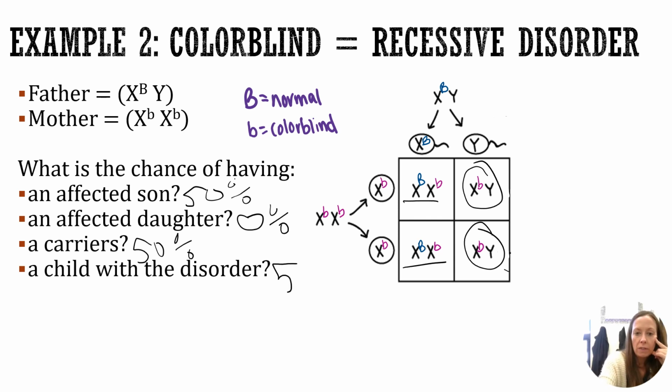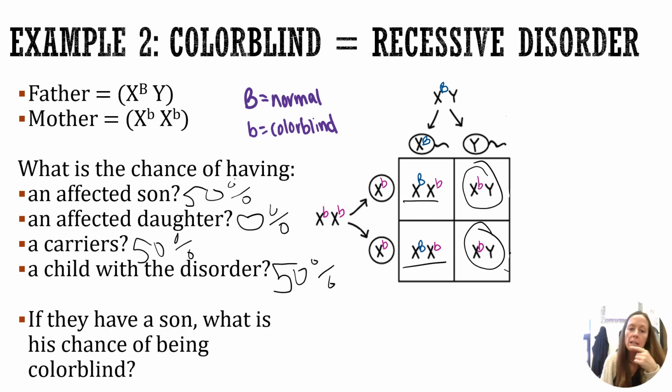So let's do 50. And then finally, if you have a son, what is his chance of being colorblind? So if I know I'm pregnant and I have a boy, what is the chance the boy will be colorblind? 100%. Right? Because both my boys are colorblind. That's just a different way. That's a different question than that first question. What's the chance of having an affected son? So you have to be really careful with your reading.